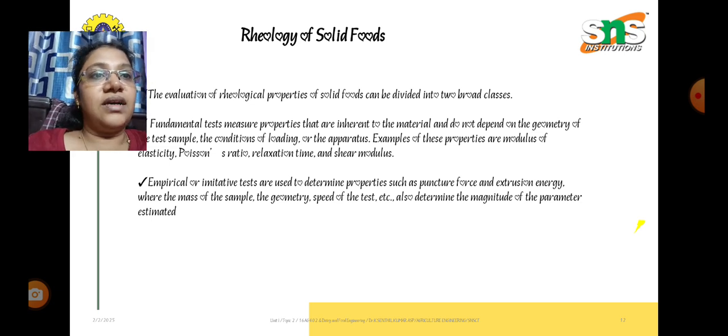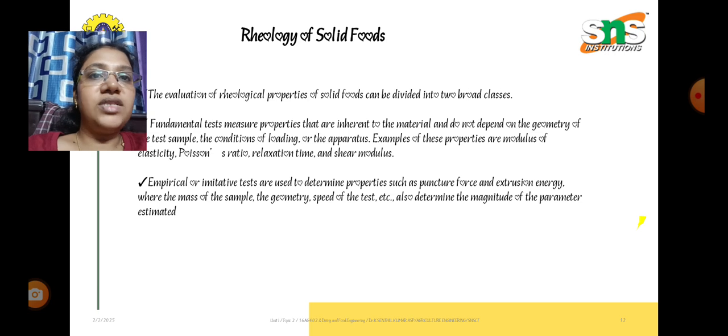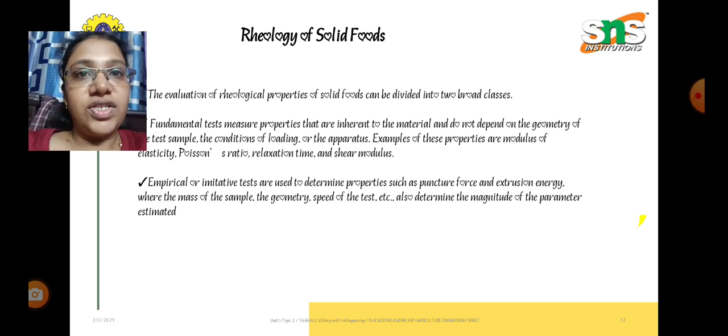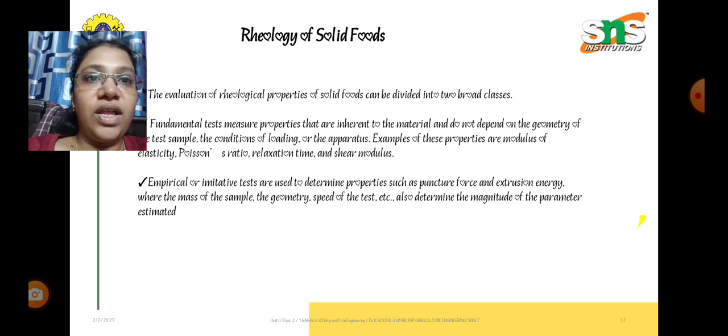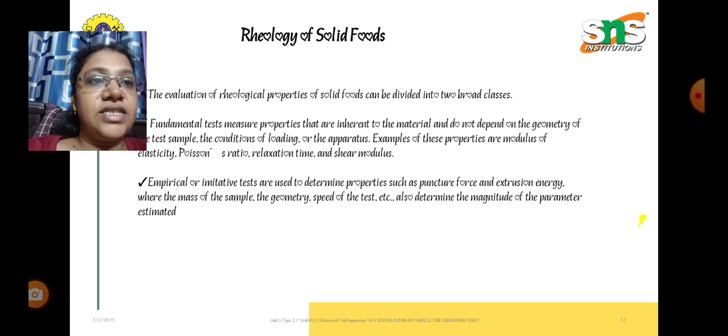inherent properties of the material, which do not depend on the geometry of the test sample, the conditions of loading, or the apparatus. Examples of these properties are modulus of elasticity, Poisson's ratio, relaxation time, and by measuring the shear modulus we can measure the rheology of any type of solid food. Whereas empirical or imitative tests are used to determine properties such as puncture force or extrusion energy, where the speed of the test, the mass of the sample, and the geometry play the main parameter role.